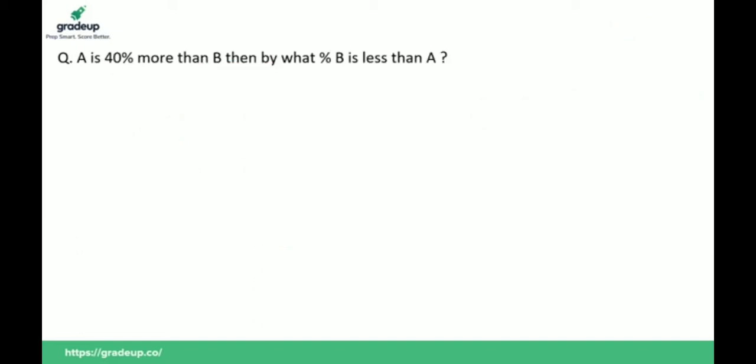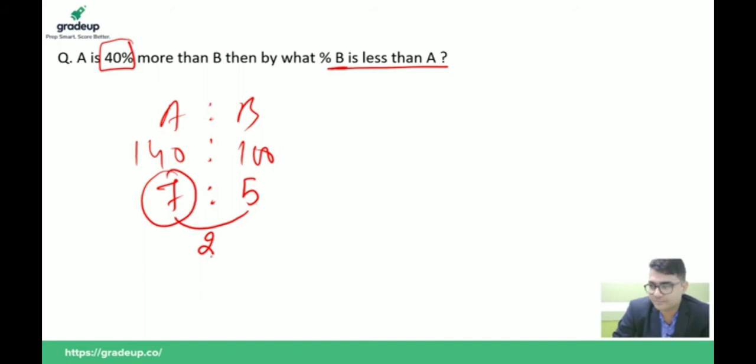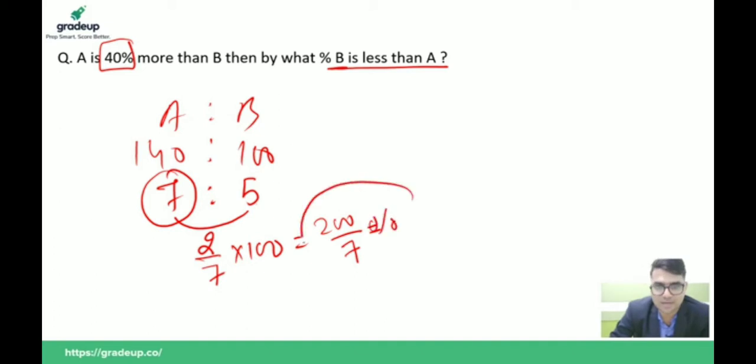Now the question is this. A is 40% more efficient than B, then by what percent is B less than A? If B is 100, then A will be 140. Now this will become 7:5. By what percent is B less than A? That is 2, and we have to do the comparison with the 7. Then at 100, this is 200 by 7 percent. Answer. I hope this is clear to all of you.